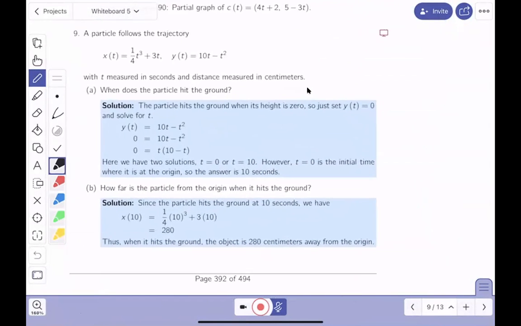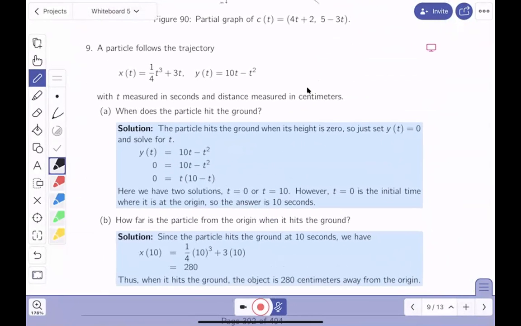Let me look at number 9. Number 9 is a multi-part question. Give me 1 second. So it says a particle follows this trajectory, where t is measured in seconds and distance is measured in centimeters. When is the particle at the ground? Well, it hits the ground when the function y, that's the height above the ground, by the way, is equal to 0.